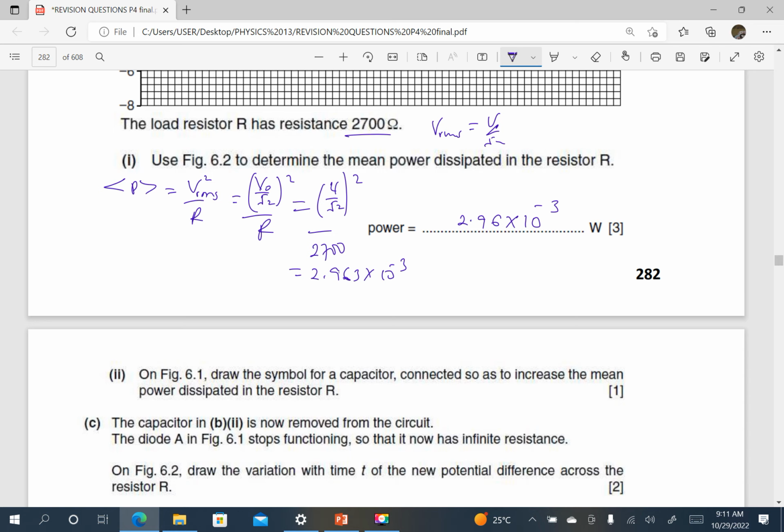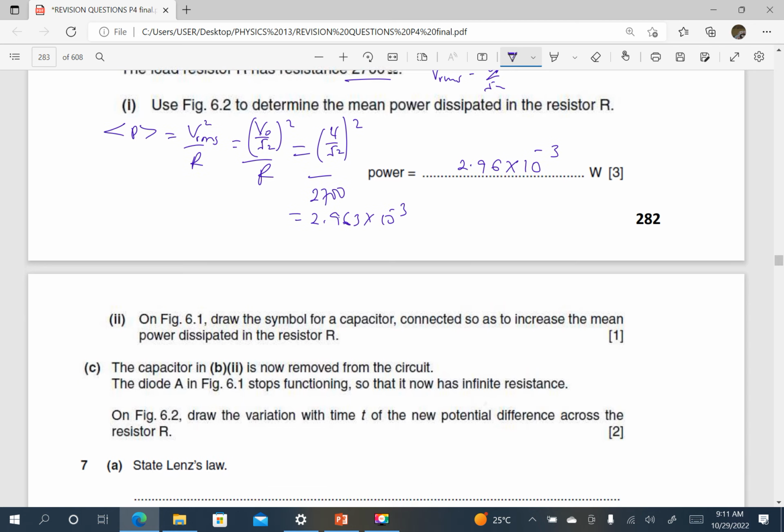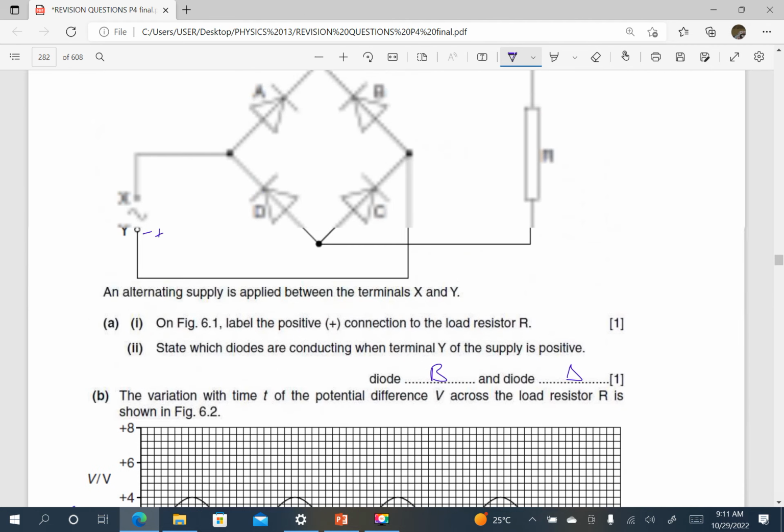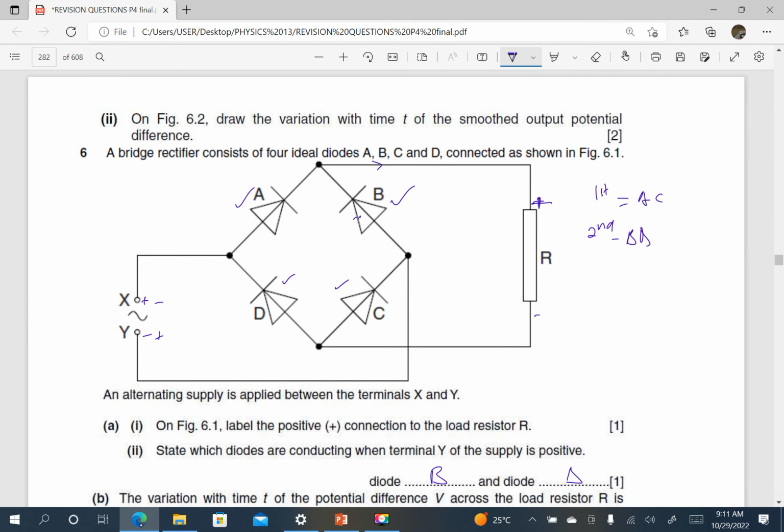Use the figure. On the figure, draw a symbol for a capacitor connected so as to increase the mean power dissipated. That is, to increase the smoothing, the capacitor must be drawn in parallel. So I will put here a capacitor in parallel with the load. So that is the capacitor. Draw a nice capacitor in parallel with the load.